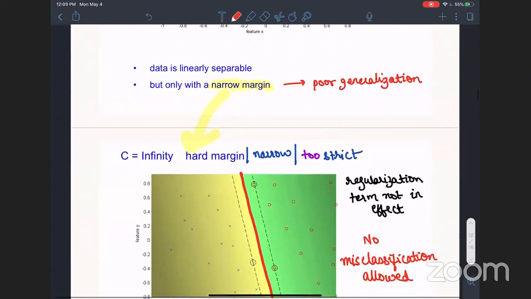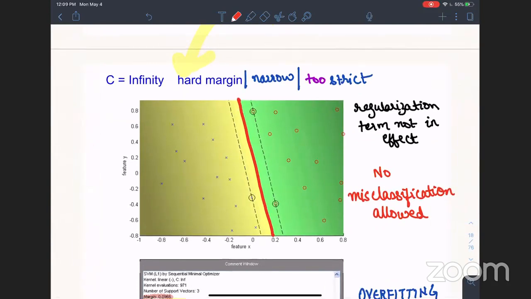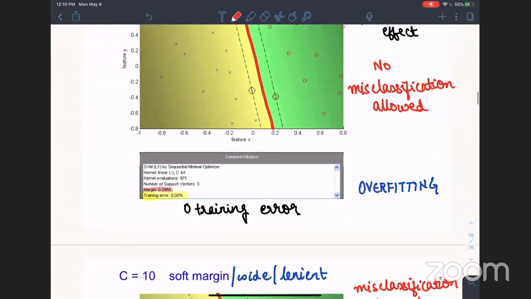So there you go. Here are some examples. This is C equal to infinity. You can see hard margin, too narrow, very strict. There is no point which is now in the no man's land. Everybody is respecting their guidelines. Now the issue is that while you have made sure that training error is 0, it is a kind of overfitting, because as we can see, a new test point might come in, which can be sitting quietly here, and you might misclassify it as this one. So it would be a poor generalization, or high validation errors that you would get.